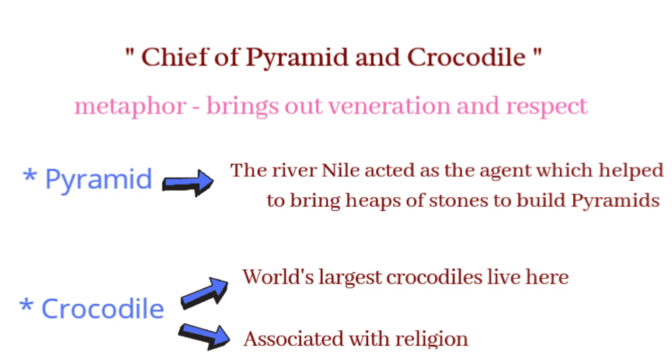And then the River Nile is considered as chief of crocodile. Why do you think the poet has used this kind of an expression? Because it is believed that world's largest crocodiles inhabit the water and banks of the River Nile. And also, crocodiles have some affiliations to their ancient religion, where those creatures were considered sacred animals. It is the same as Hindus consider cow as a sacred animal. So we can easily understand that this metaphor brings out the veneration and respect the River Nile holds over the people.